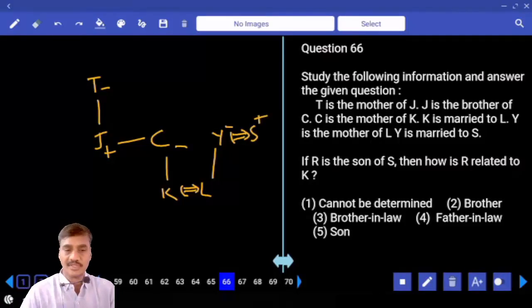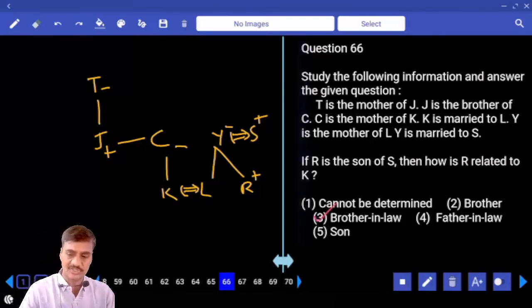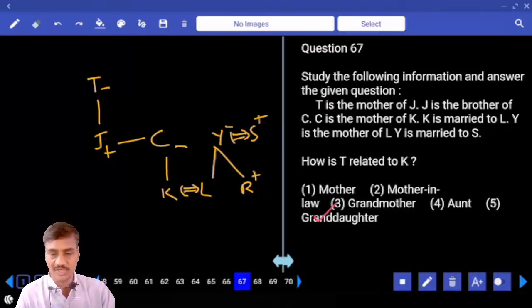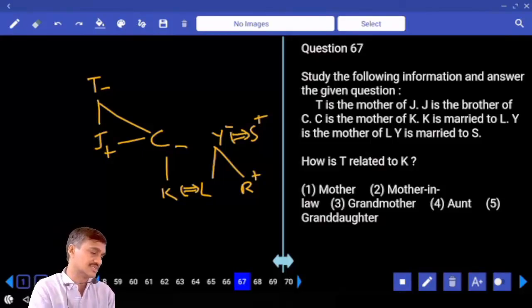And then coming back to this, if R is the son of S, then how is R related to K? R is K's spouse's brother, that is brother-in-law, choice 3, question number 66. Then coming to 67. Now in 67, how is T related to K? K's mother's mother, grandmother, choice 3, question number 67.